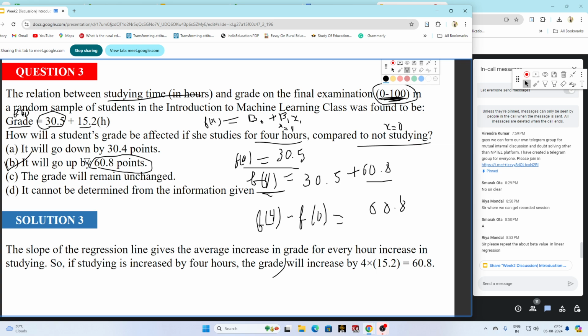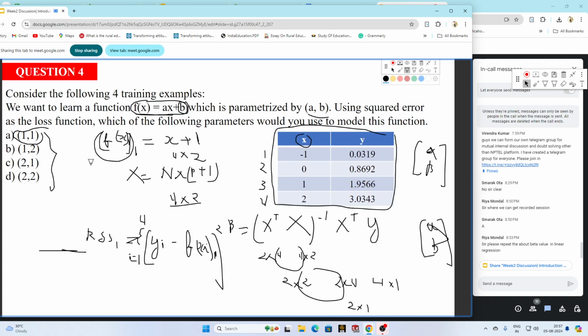Okay, nice, good observation. So let's move to question number 4. Consider the following 4 training examples.